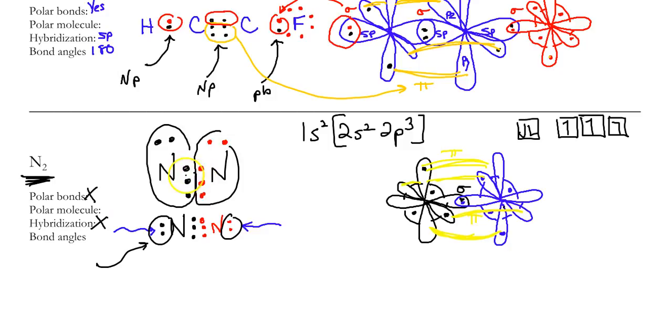So no hybridization. There's no polar bonds here. They're sharing electrons equally because they have the same attractive force, or electronegativity. They're the same element. And it can't be a polar molecule because the electron density is exactly the same for all of them, right down the middle. Okay, so it can't be a polar molecule.